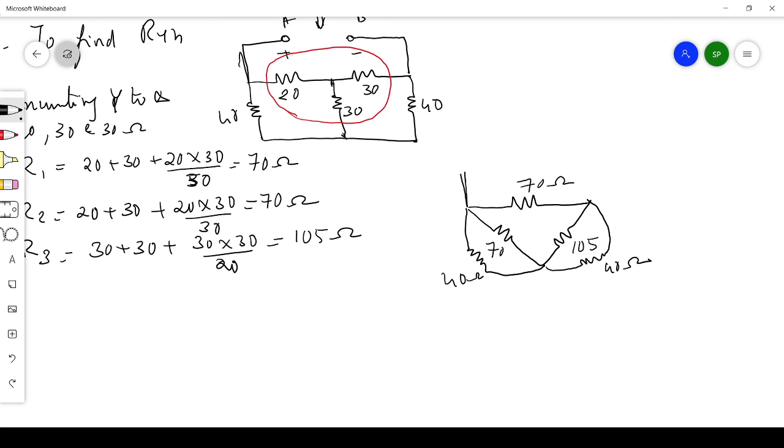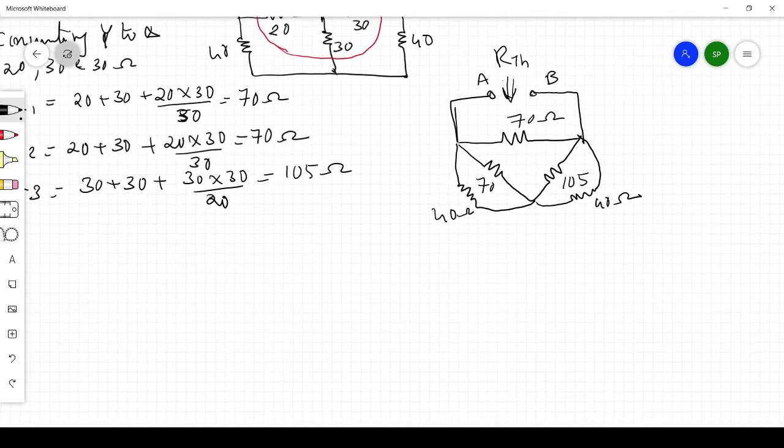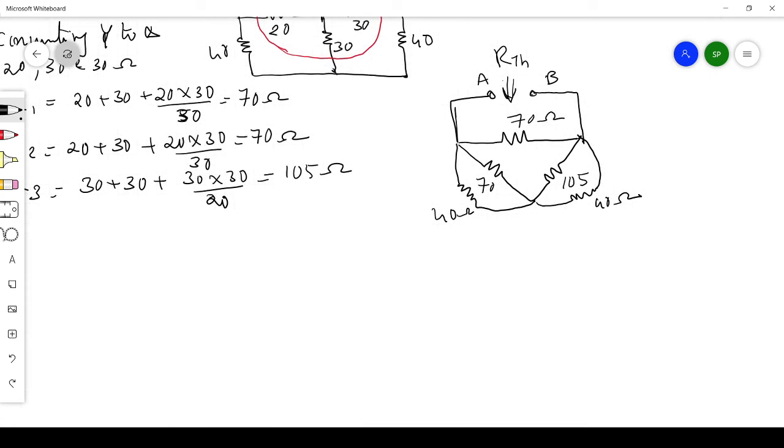This looks a bit complicated, but it is only the diagram that looks complicated. It's fine. When you look into this, you will be getting RTH. This is how the circuit looks now. Now I'll be simplifying this network, because I know this 40 and the 70 are in parallel and this 105 and 40 are in parallel, so I can find the equivalent resistance.